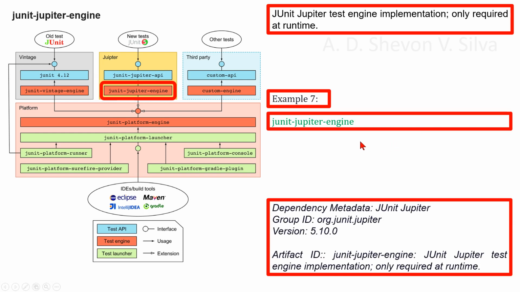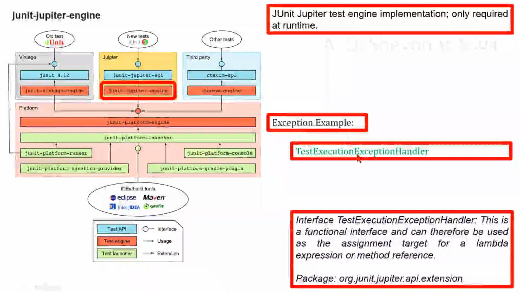Now we are considering JUnit Jupiter in dependency metadata. Artifact ID junit-jupiter-engine in org.junit.jupiter, the JUnit Jupiter test engine implementation only required at runtime. As an example, we can consider TestExecutionExceptionHandler, the interface TestExecutionExceptionHandler. This is a functional interface and can therefore be used as the assignment target for a lambda expression or method reference. This is in the package org.junit.jupiter.api.extension.